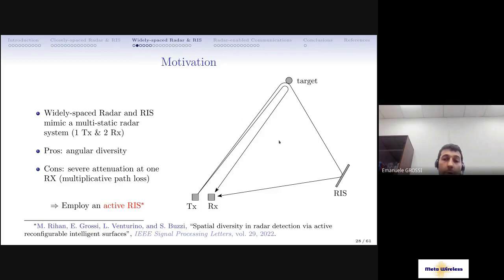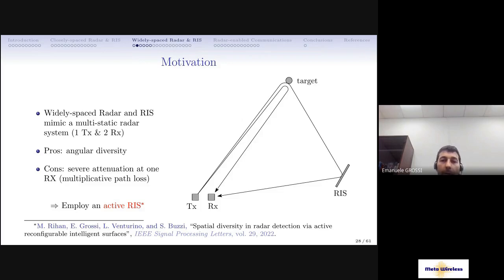Therefore, there are two looks at the target, one from the radar side and one from the RIS side. And since the radar and RIS are widely separated, this system mimics a multi-static radar where there is one transmitter at the radar side and two receivers, one at the radar side and one at the RIS side.